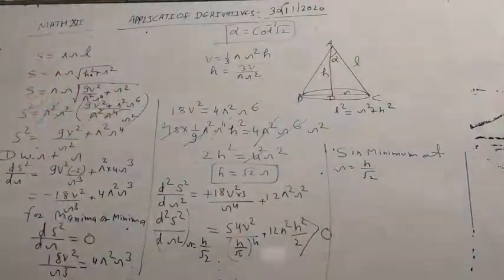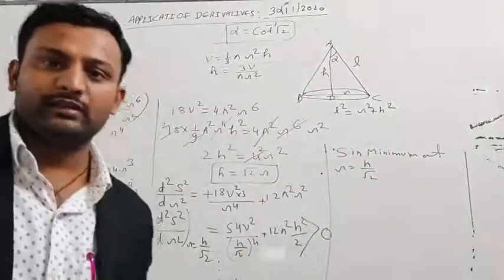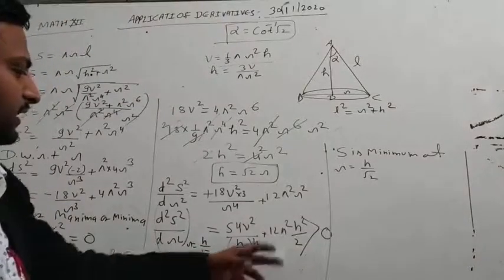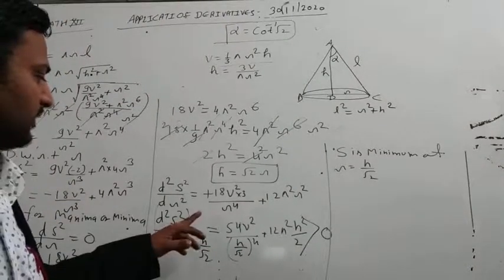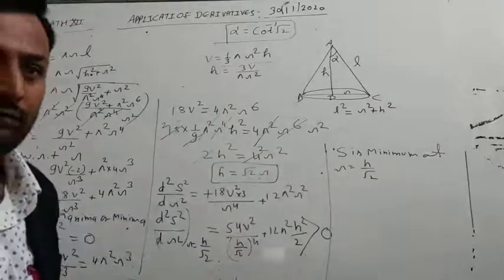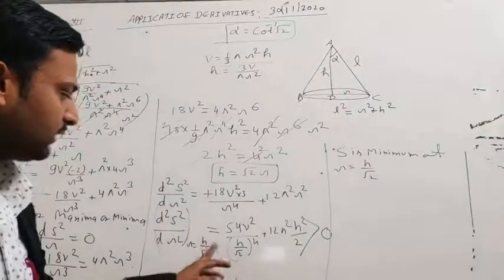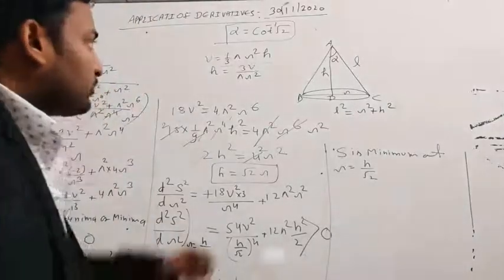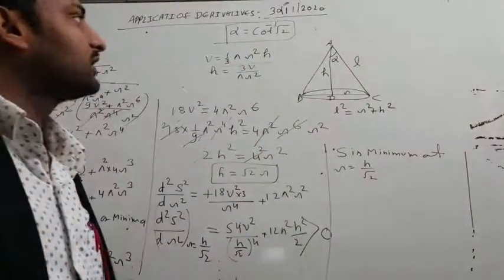So from here we are seeing that our second derivative is greater than 0. On the basis of the second derivative we can say that our curved surface area S will be minimum at the point r is equal to h by root 2. Okay. So now we have to prove that alpha is equal to cot inverse root 2.